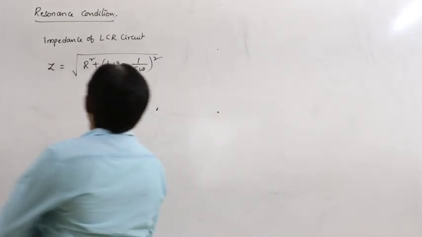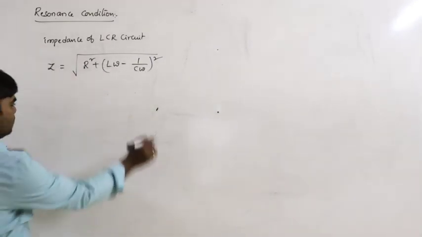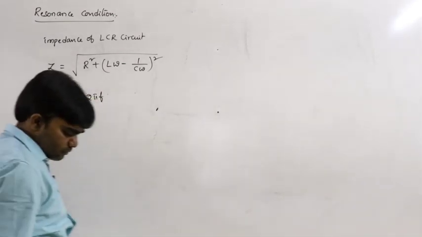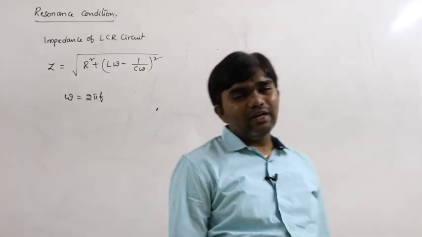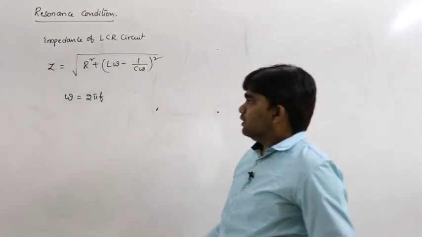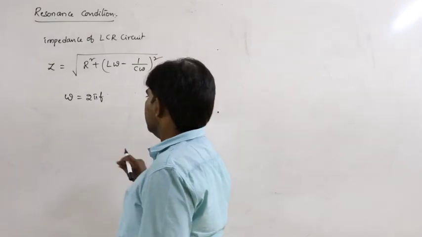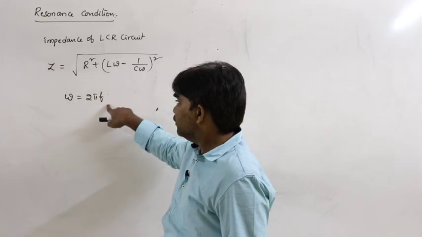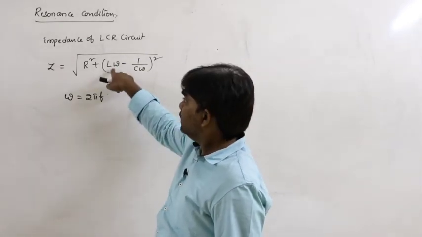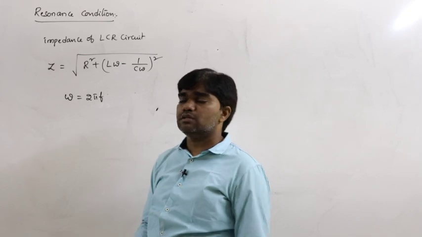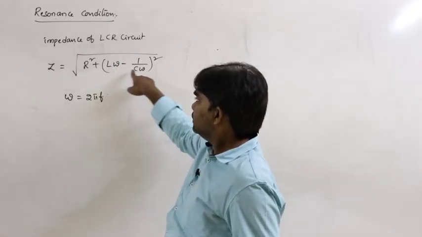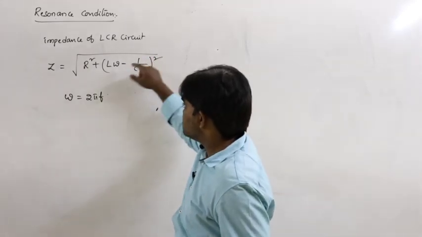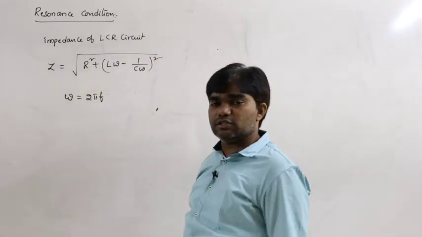So if the omega value increases, here omega is equal to 2 pi f. Omega equals 2 pi f. What is f? Alternating frequency here. If the alternating frequency increases, then the impedance of the circuit also increases, because 2 pi f is in the numerator here and 2 pi f is in the denominator here. If f increases, this value decreases and this total value increases.